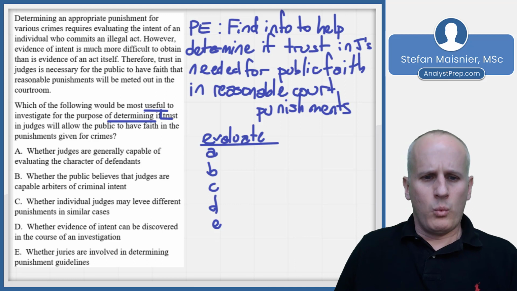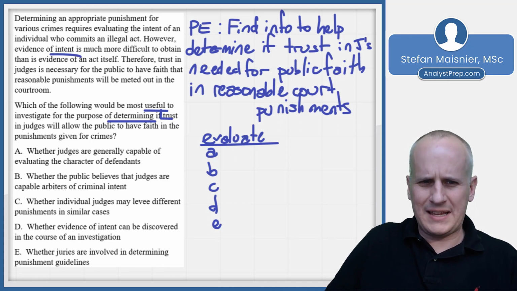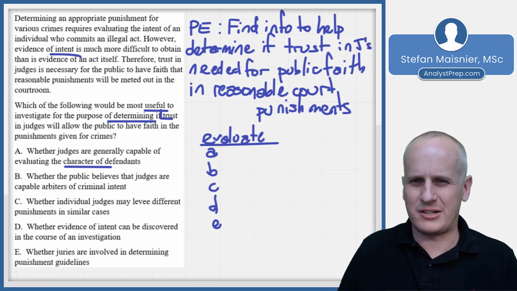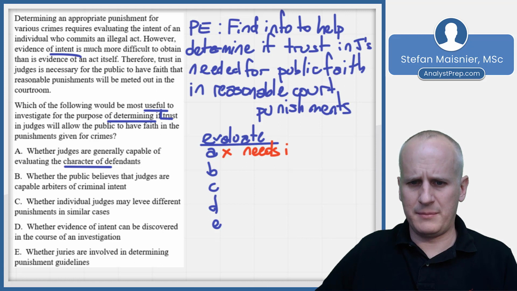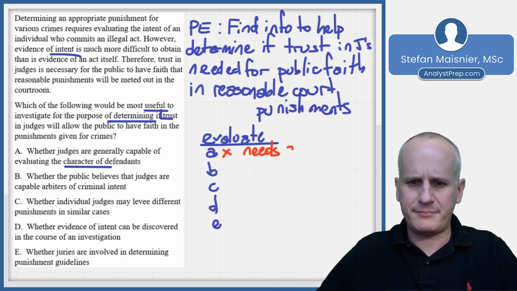So, whether judges are generally capable of evaluating the character of defendants. Well, we're trying to evaluate the intent of the defendants. And if we shift the term to character, that's going to require additional information. So, we don't know how character relates to intent necessarily. So, we can eliminate that for the fact that it needs additional information here.